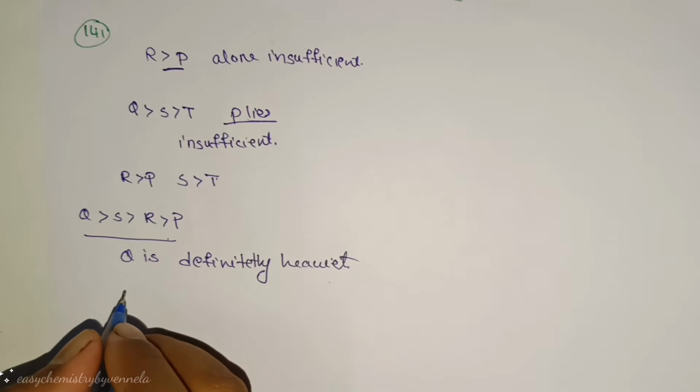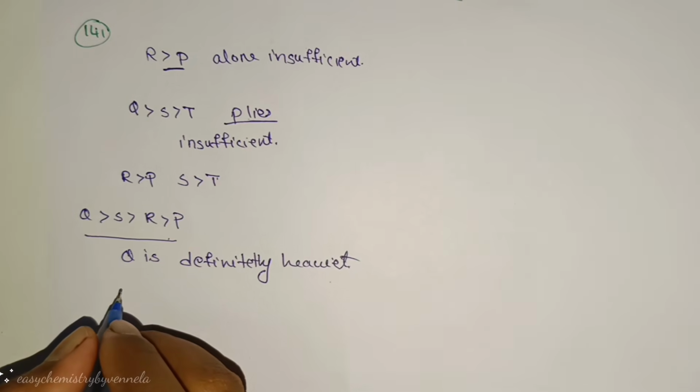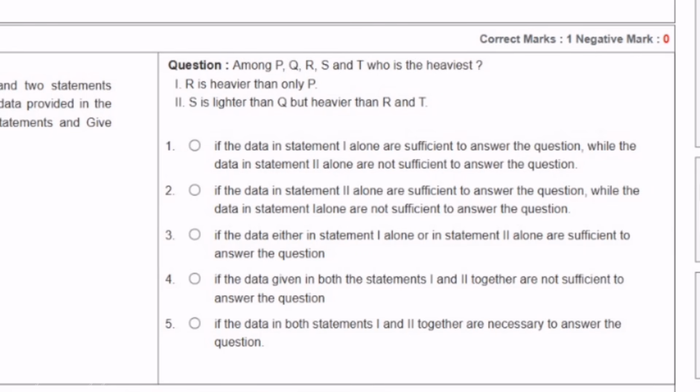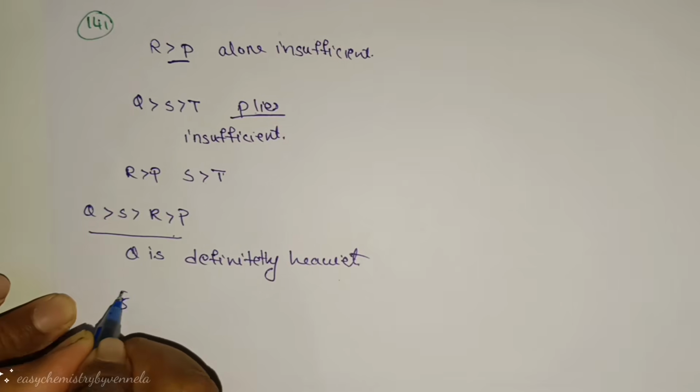So in the given options, if the data in statement 1 alone are sufficient to answer the question, or the data in statement 2 alone is not sufficient to answer this question, so the first 4 statements are incorrect. Last statement, if the data in both statement 1 and statement 2 together are necessary to answer the question, because those two given statements are insufficient. So the fifth one is the correct option.